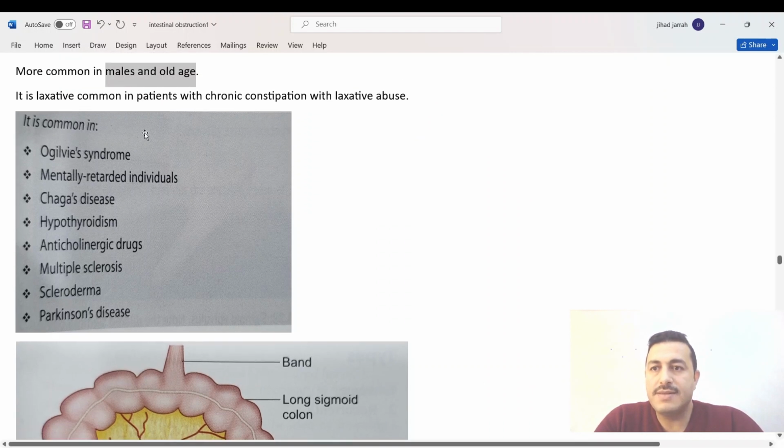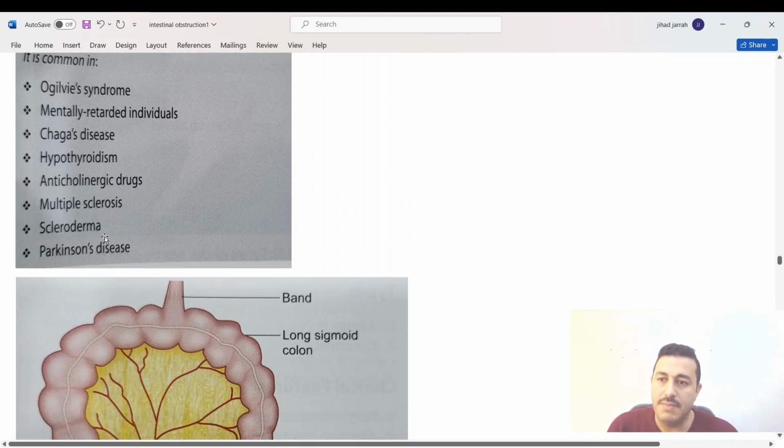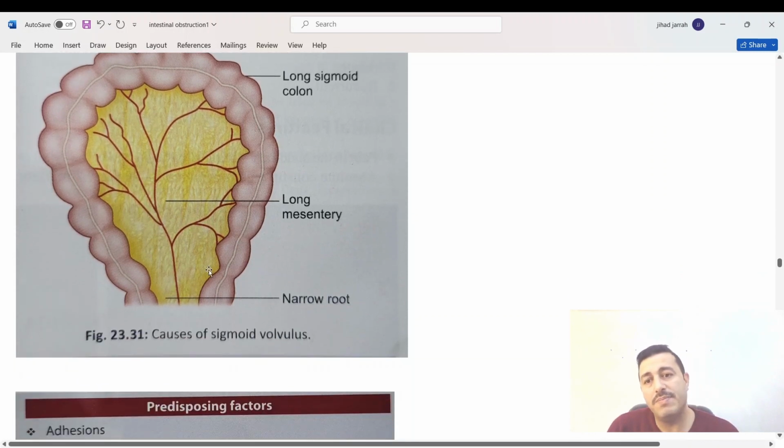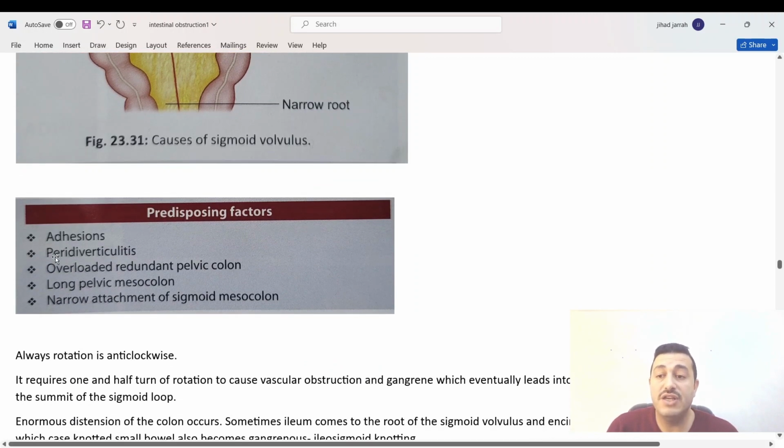Here they said that it's more common in those with laxative usage for chronic constipation. It's common in Ogilvie syndrome, in mentally retarded individuals, Chagas disease, hypothyroidism, anticholinergic drugs, multiple sclerosis, scleroderma, and Parkinson disease. We said that the anatomy plays a role, with the long mesentery and narrow root. A long sigmoid can play a role in sigmoid volvulus. Some of the predisposing factors are adhesion, diverticulitis, and peridiverticulitis.